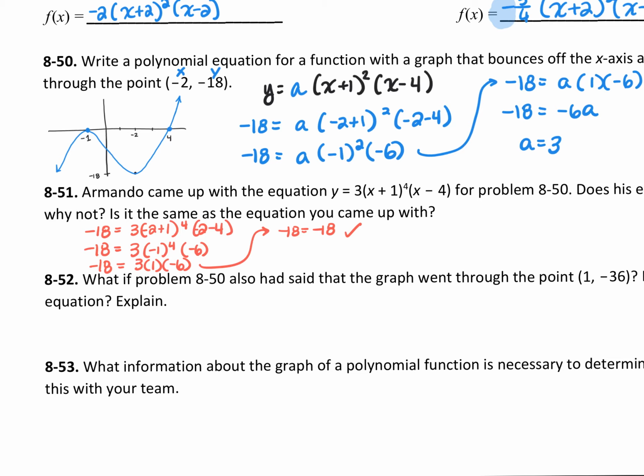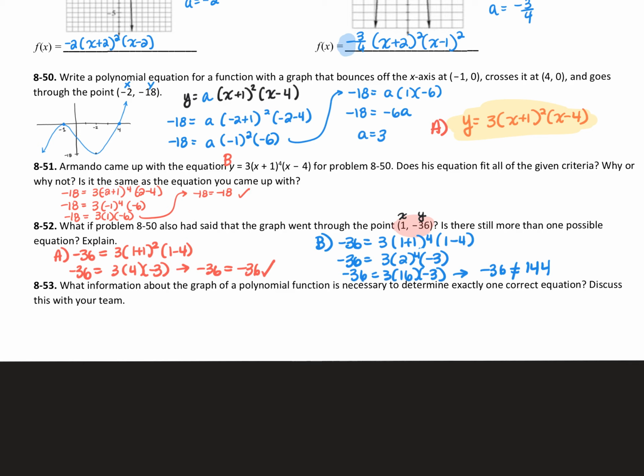But what if we also said there was an additional point that we knew that this graph went through that was 1, -36? So now we have a little bit more information here. So do the two equations both work now? So pause the video and try to see if this x and this y will satisfy both of the equations that are written. And then come back and check. So hopefully what you found is that the two equations don't both work for that point.